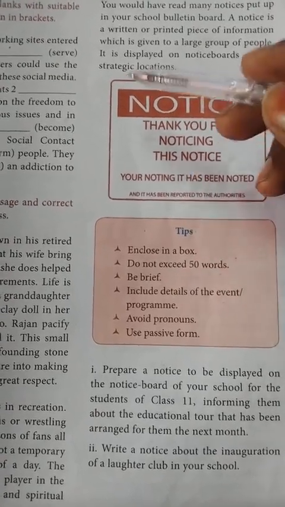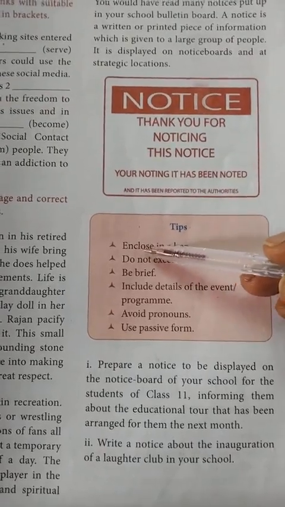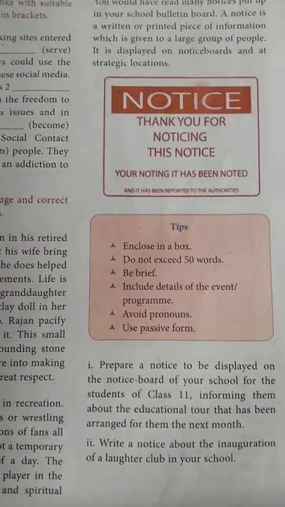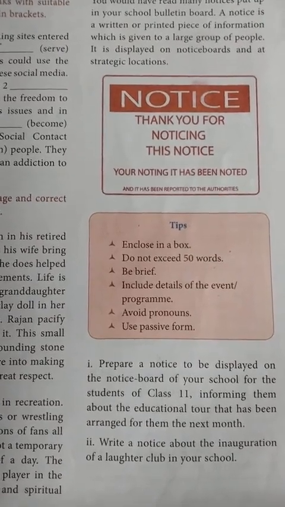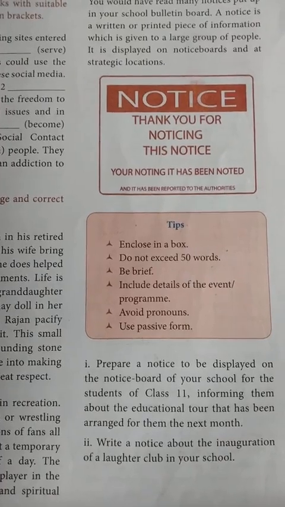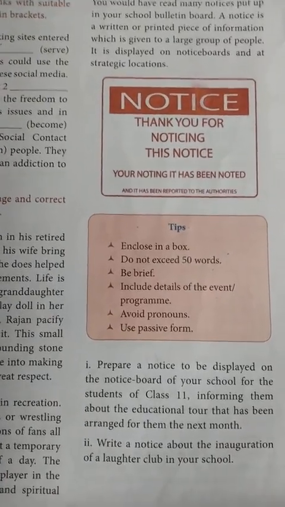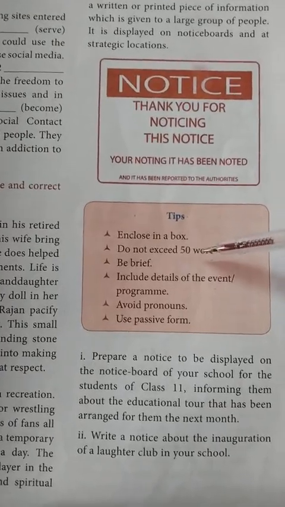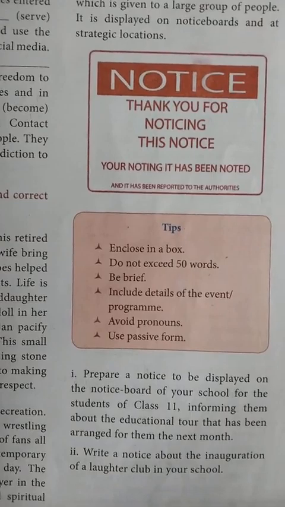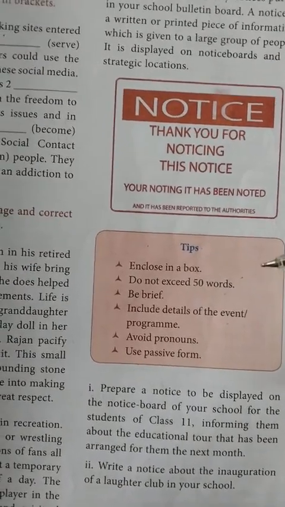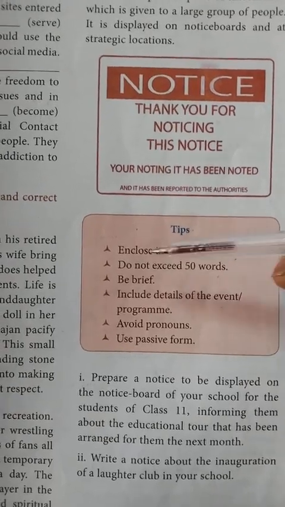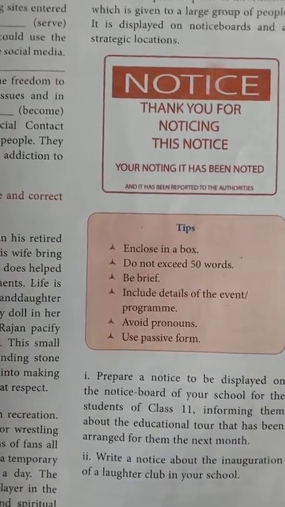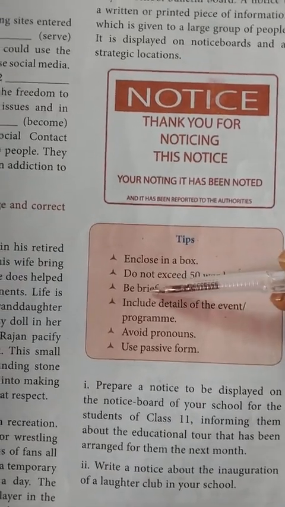First of all, a notice should be enclosed in a box. See, what is the first point? Enclosed in a box. So the notice should be marked. And what is the second thing? Do not exceed 50 words. What does that mean? The notice should be short and crisp, to the point. Do not exaggerate, or go beyond 50 or 60 or 100 words. It will be very difficult to read out. So a notice should not exceed 50 words. To be brief means to the point, to be short.